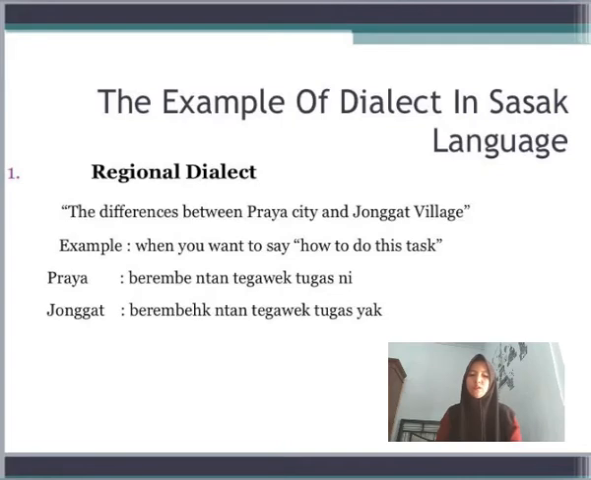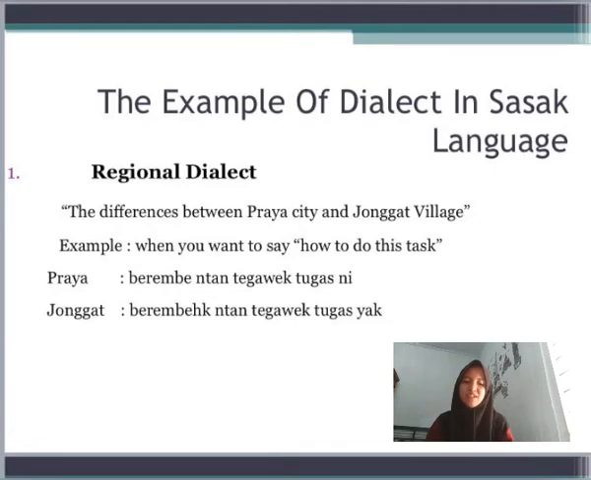Okay, now we see the example of dialect in Sasak language. The first is regional dialect. The differences between Praya City and Jonggat village. For example, when you want to say how to do this task, the Praya said, "Berembeh tentang tegawe tugas ni," and then the Jonggat said, "Berembeh tentang tegawe tugas ya."